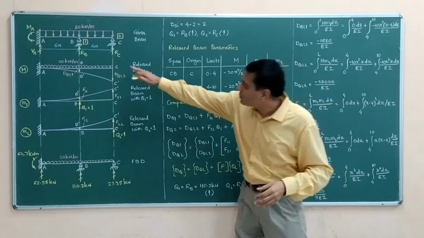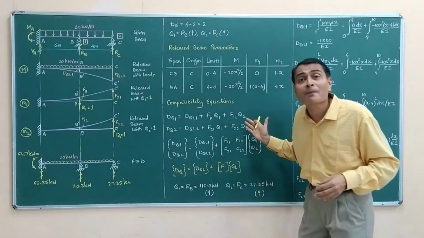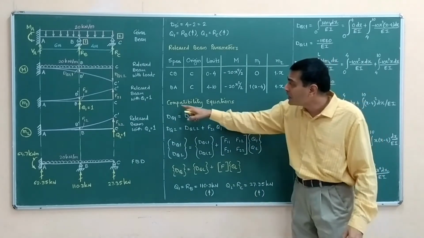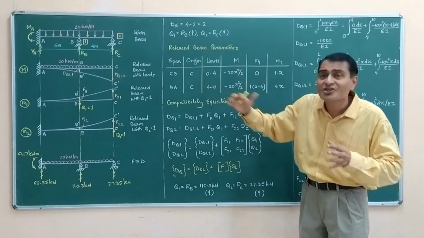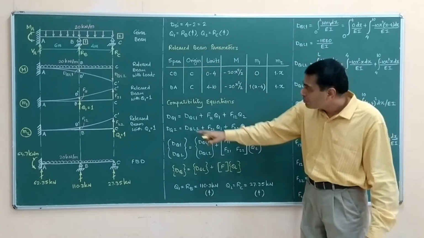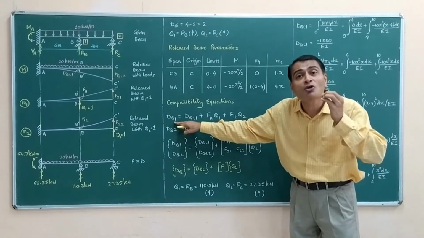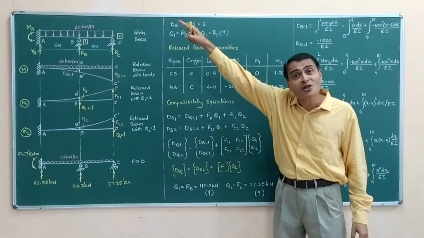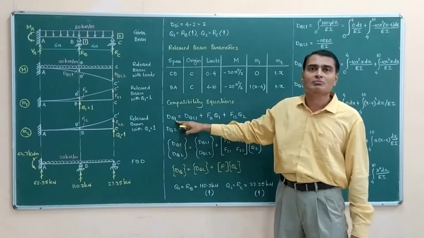So whatever superposition I tried to explain in drawings, now let us see how I apply these in my equations. For that I have written compatibility equations. That means now we are going to discuss the possible displacements and their superposition. My first term on LHS is dq1. What is the meaning of dq1? It is displacement in original configuration corresponding to q1.